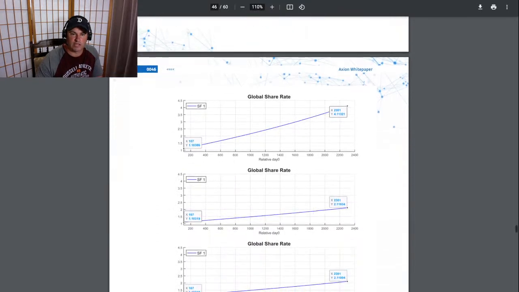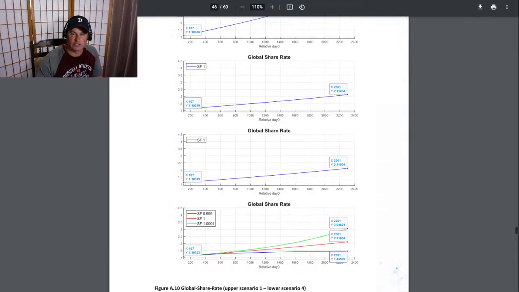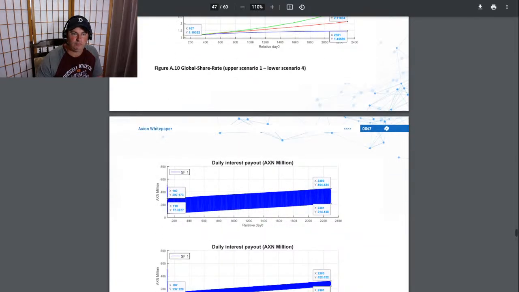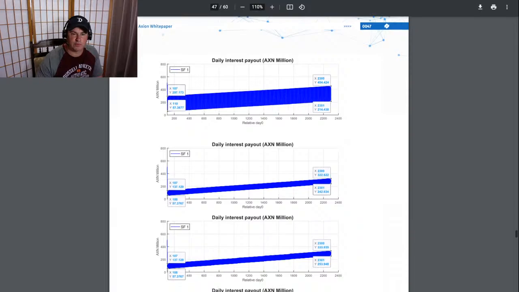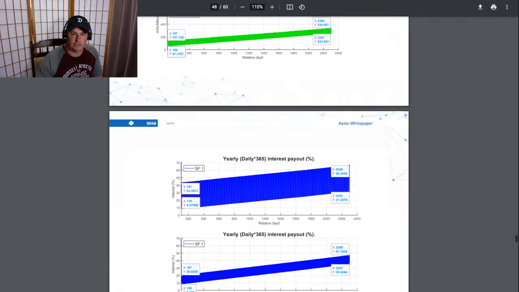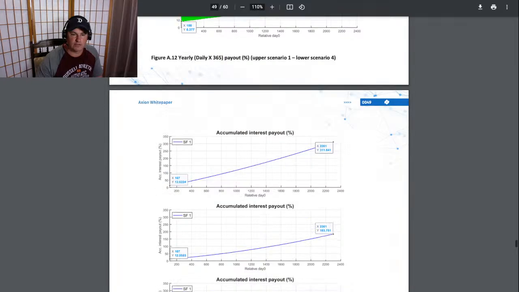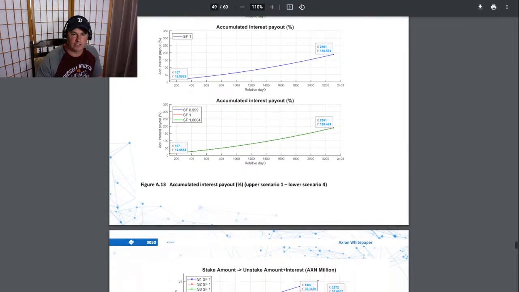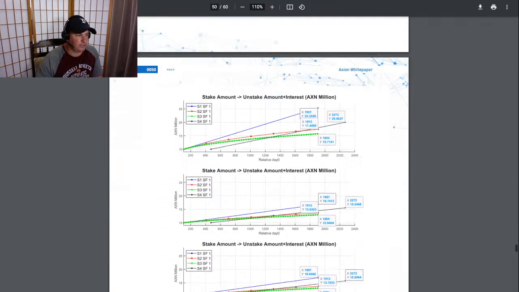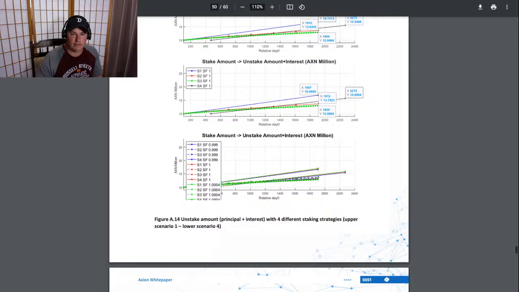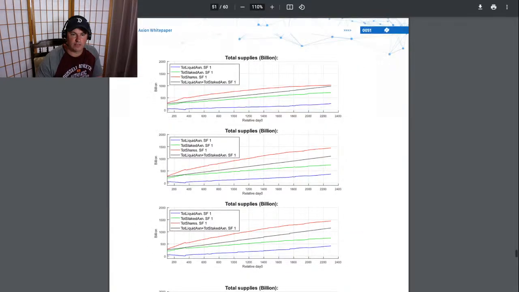So there's the global share rate, some charts there. You can check that out in your own time. Daily interest payout as well. So a lot of these simulations. So the main takeaways we went through. So we'll just jump through all these charts. You can check those out, like I say, in your own time, and we'll jump through there.